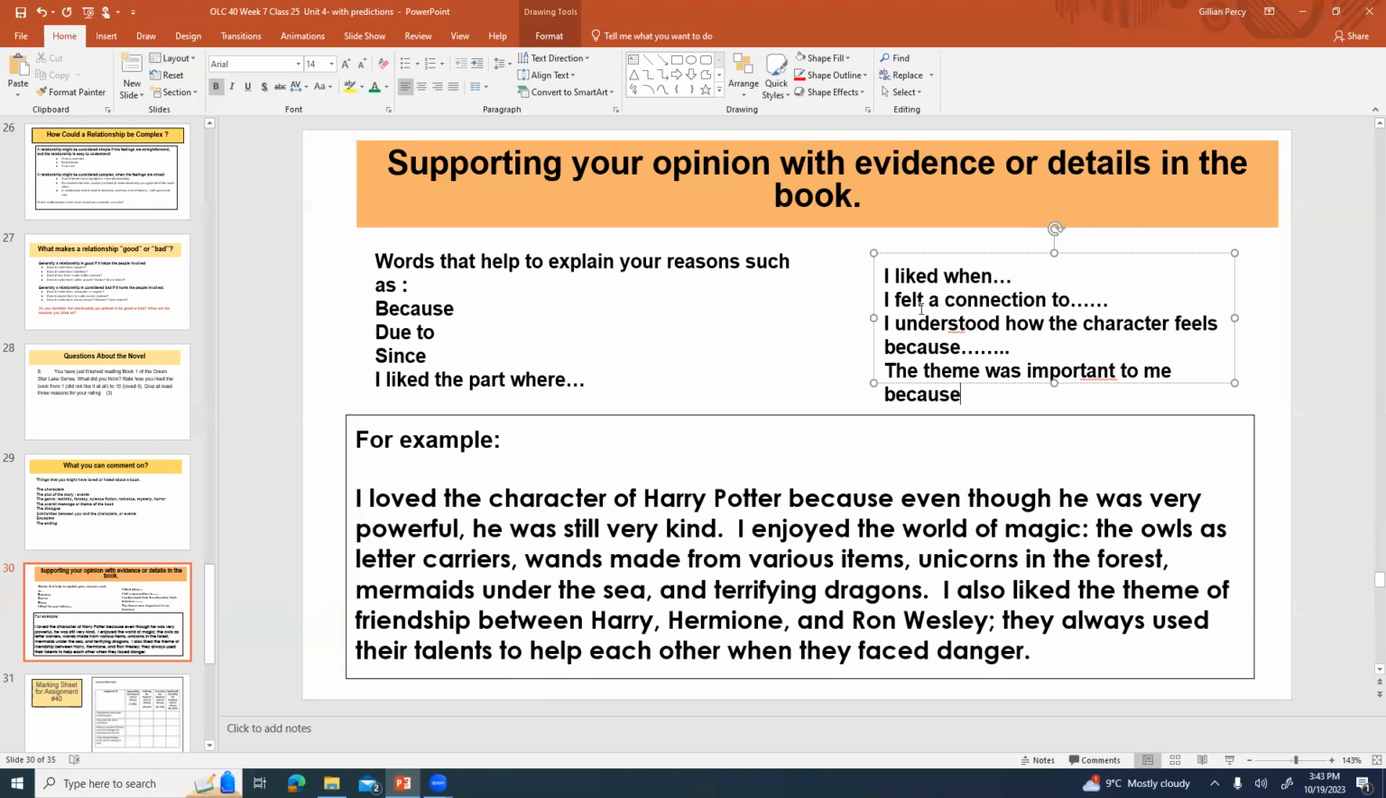So here's some of my details. Even though he was powerful, he was still kind.